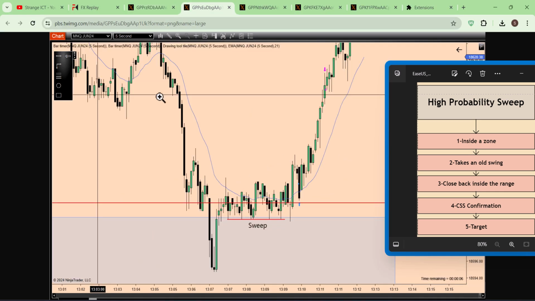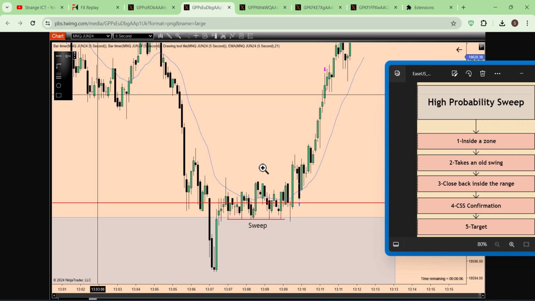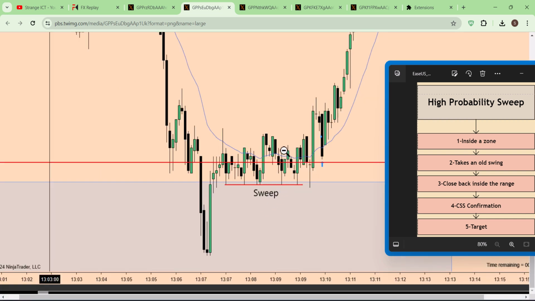So as you can see, this is the 5-second time frame. This is the 60-second time frame, the 1-minute time frame, and this is a 5-second time frame. So what happened inside the 5-second time frame? So this is a top into that hidden SND, and we have a rejection to the upside. And as you can see, price was generating liquidity.